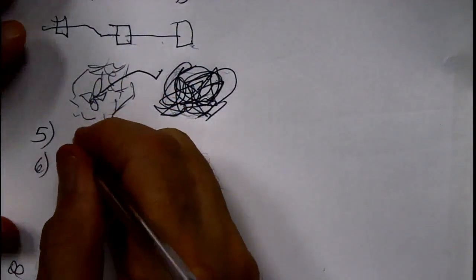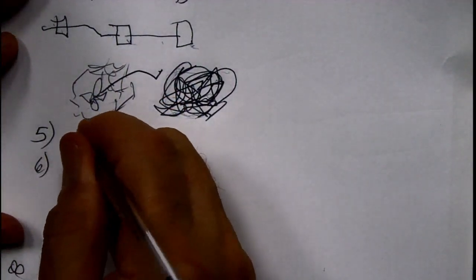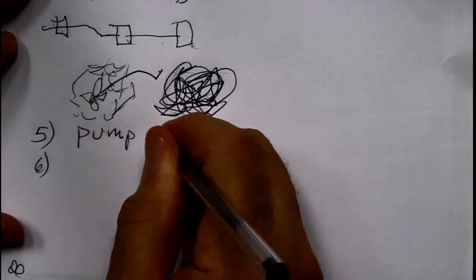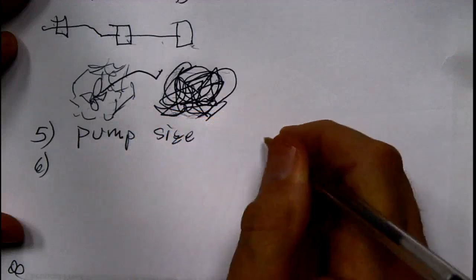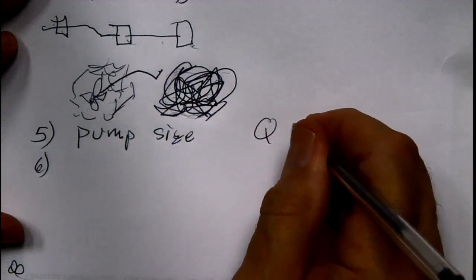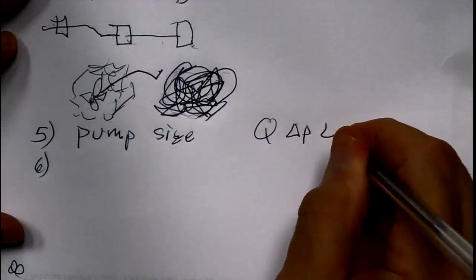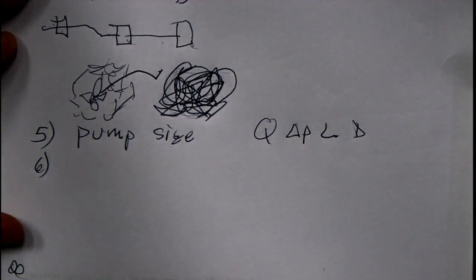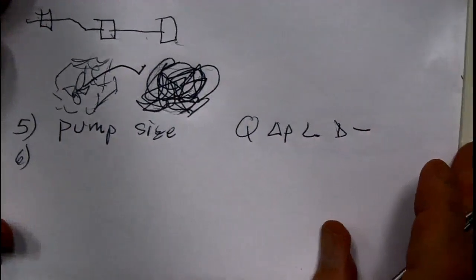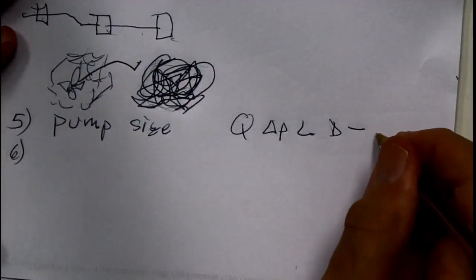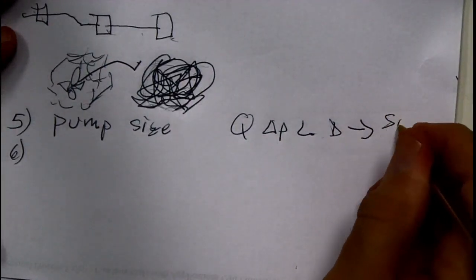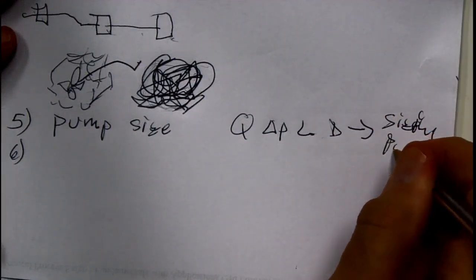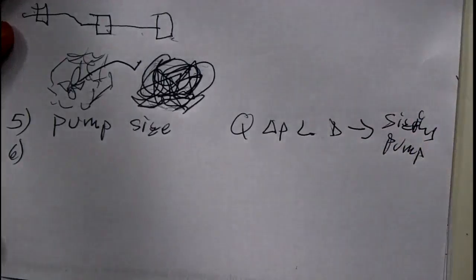You might want to size a pump. So you have pump sizing. In other words, given Q, pressure drop, length, and diameter that you want, you determine the pump size, how many horsepower, sizing pump. That would be very important.